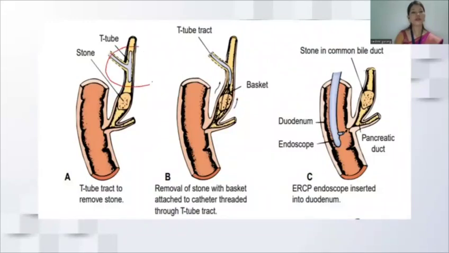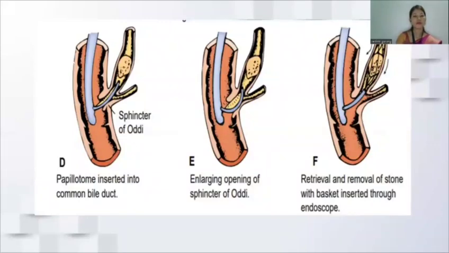In the first picture, you can see this is a T-tube. Here they have inserted it, and after the T-tube there is a basket attached to it, and they attach the stone to the basket. Through the endoscope, the ERCP endoscope is inserted into the duodenum. They enlarge the sphincter, make it bigger, and through that they remove the stone. The stone is removed with the basket inserted through the endoscope.